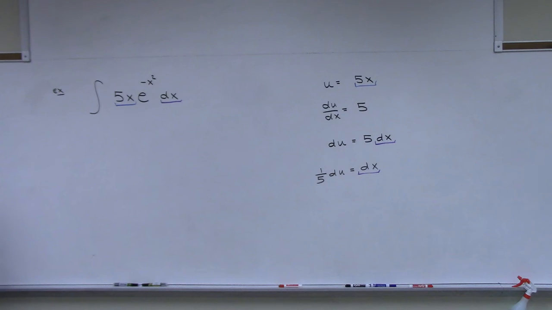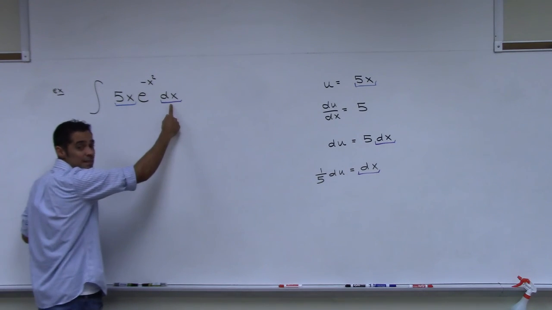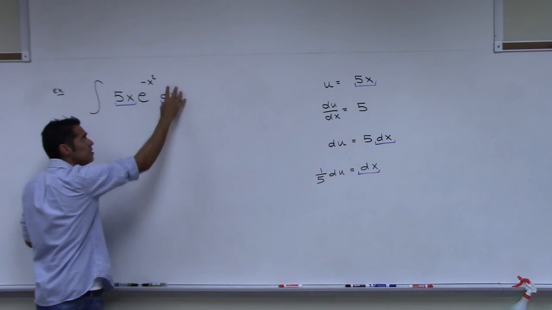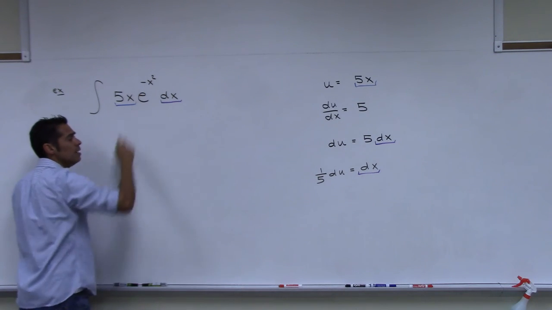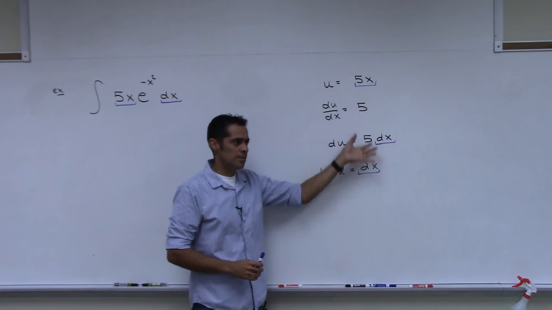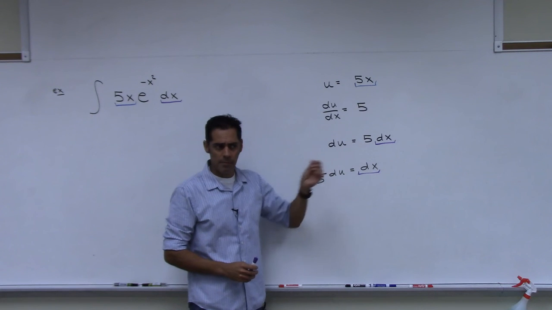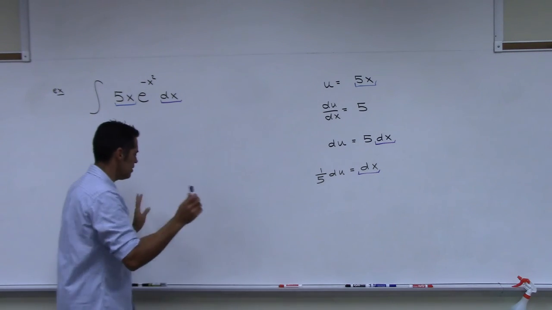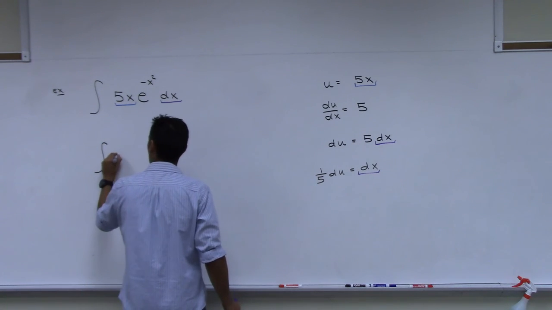Anybody see an issue that we're going to run into? What's the issue we're going to run into? This is going to be u, right? This is going to be 1/5 du. So this is in terms of u, and this is in terms of u. But we still have here e to the negative x squared. And what am I going to replace that with? Because I don't have anything that has to do with x squared anywhere here, right? Do you see that? This has not happened. This is what I'm saying. Don't write this down. If I tried this right now, I'd have this.